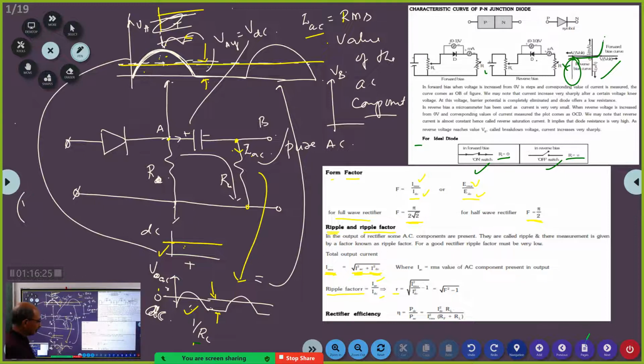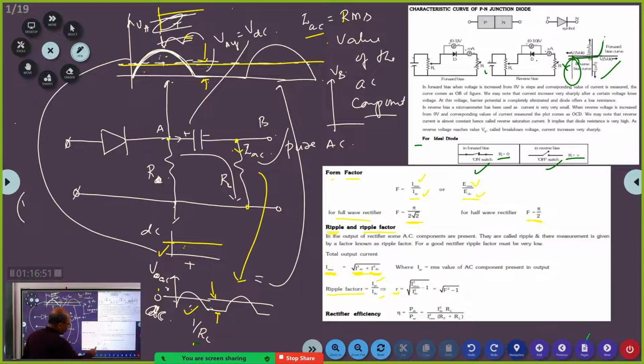Okay, now how did you get this? Here you open the bracket, you will get IRMS square. IRMS square is equal to IAC square plus IDC square. Got it? Now you pull IDC square this side. So IRMS square minus IDC square is equal to IAC square. So IAC will be the square root of IRMS square minus IDC square.